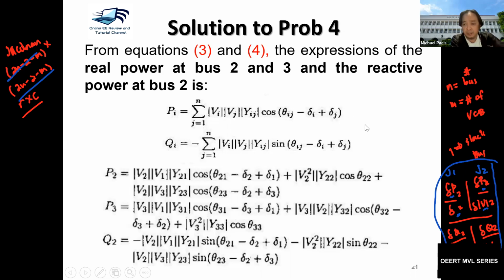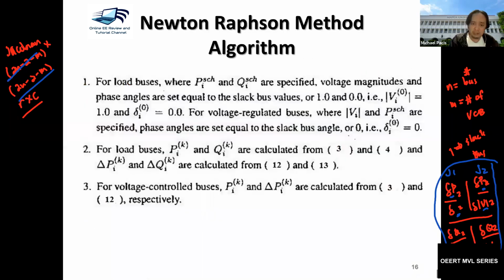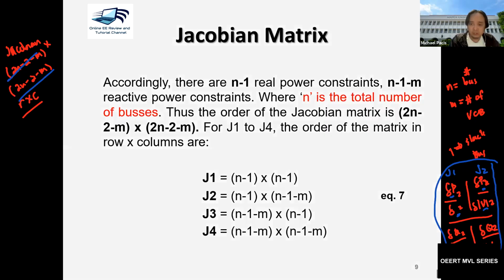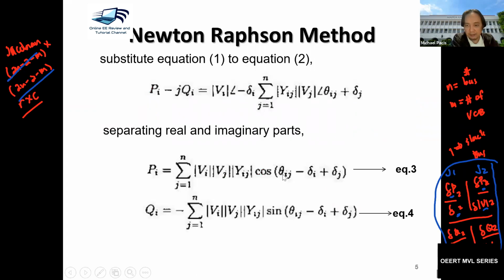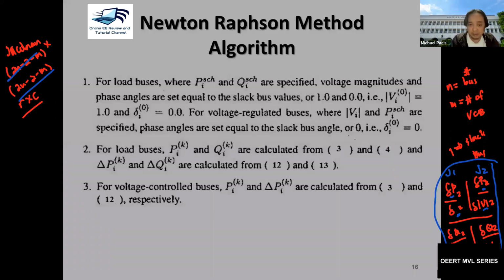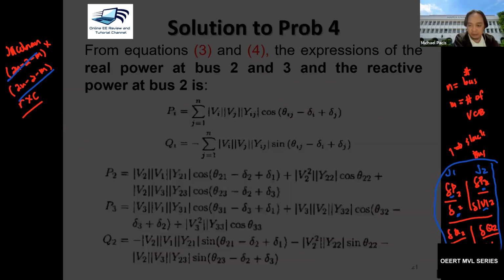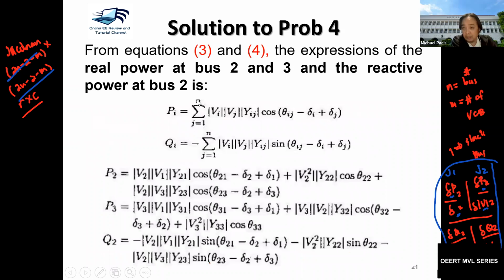What are these equations 3 and 4? Just go back many slides. This is what we have discussed so far. You can see these equations here, where we separate the real and imaginary parts. And if you do the math here, it will yield this relationship, from bus 1 to bus 3, since you have three buses. So do that and it will yield this relationship.